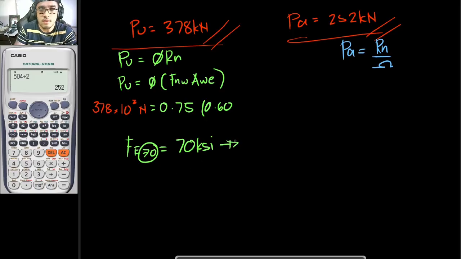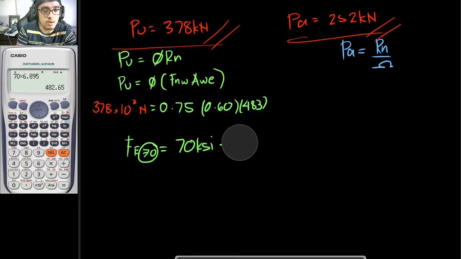So converting this to megapascal, it would give us an answer of 70 times 6.895, that is to be equal to 483. So this is to be 483. So this is to be for your Fnw.